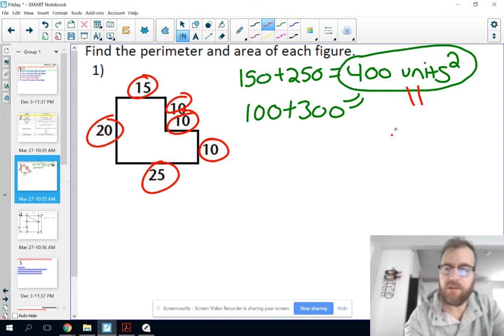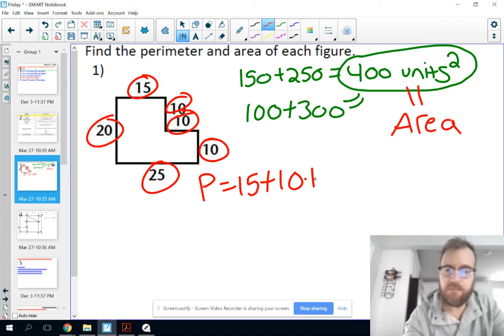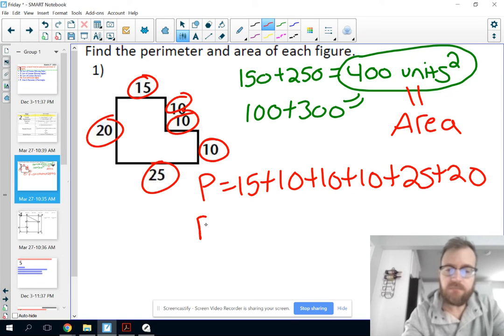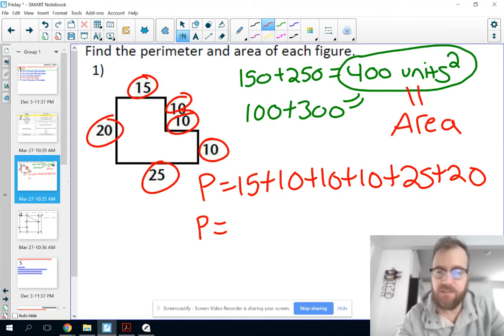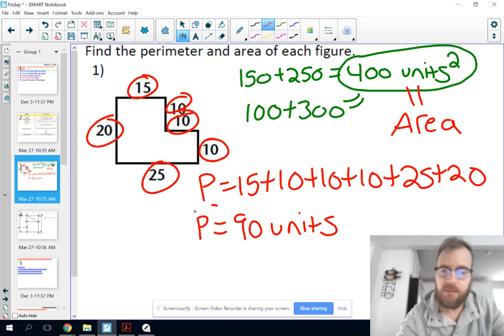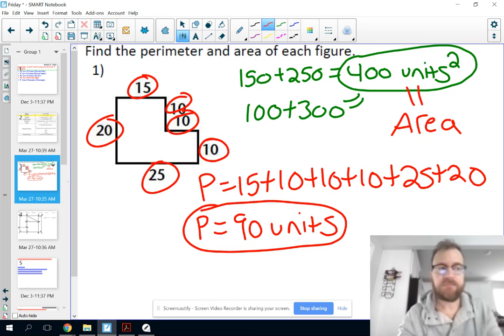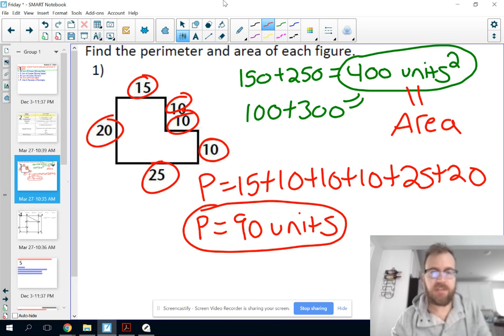So this is our area. And then our perimeter, 15 plus 10 plus 10 plus 10 plus 25 plus 20. Perimeter is a one-dimensional measurement, so just units when we get to our final answer. So 25, 35, 45, 70, 90 units for our perimeter. Final answer. So you'll see another problem pretty similar to that you can practice.